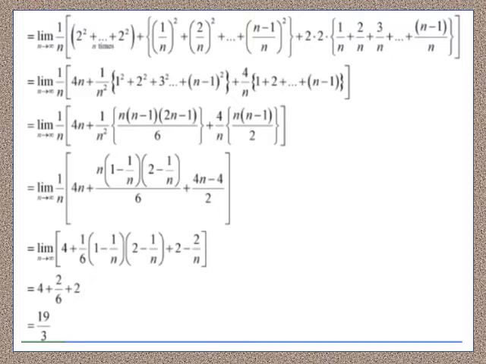So the limit as n tends to infinity of 1 upon n times [4n plus, multiplying by n square, or you can simply take n common, we are getting n into (1 minus 1 upon n)(2 minus 1 upon n) upon 6 plus 4n minus 4 upon 2]. So which gives the limit as n tends to infinity of 4 plus 1 upon 6 (1 minus 1 upon n)(2 minus 1 upon n) plus 2 minus 2 upon n. And since n tends to infinity, 1 upon n will be 0. So this gives 4 plus 2 upon 6 plus 2, which is equal to 19 upon 3. So this is the value of our definite integral. So pause and note down the solution.